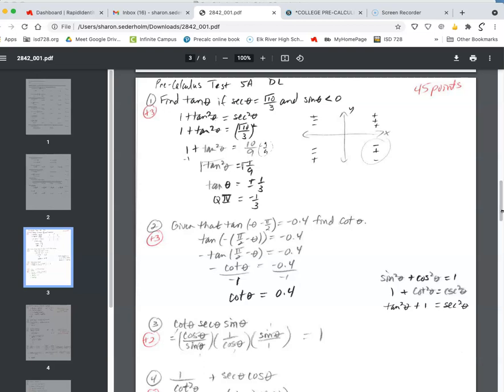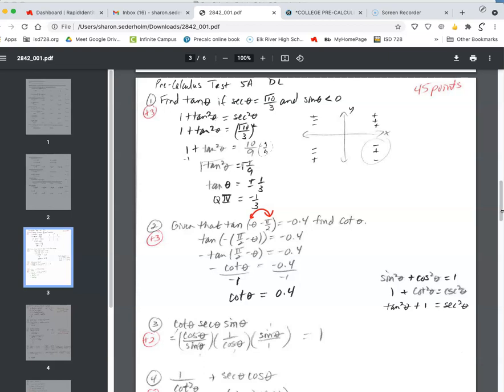Number 2 was, given that the tangent of theta minus pi over 2 equals negative 0.4, find the cotangent of theta, again using fundamental identities. And this is the cofunction identity, and I had warned you beforehand that this is one of the things that first-year trig students miss. That is backwards. It should be pi over 2 minus theta, because cofunctions are complementary. To find one, you should take 90 degrees minus the angle that you do have to find its cofunction. So you flip that around, and obviously you'd have to factor a negative out to do that.